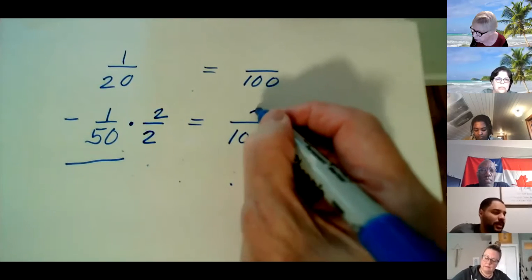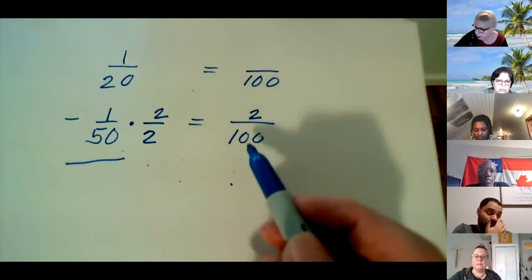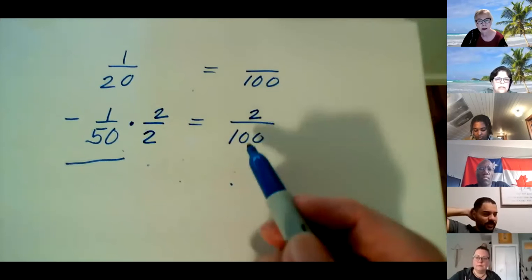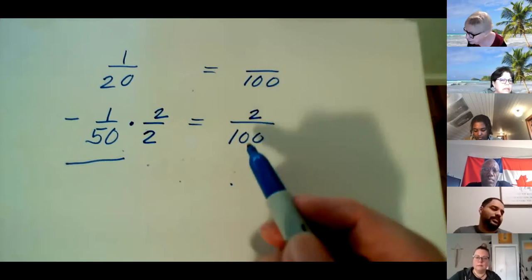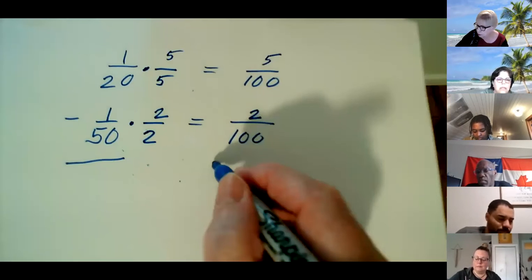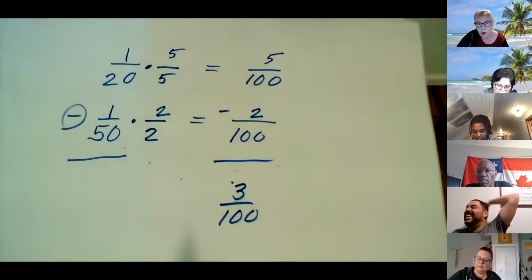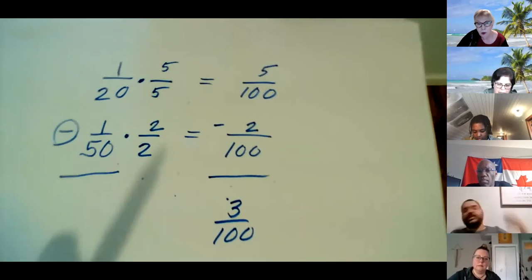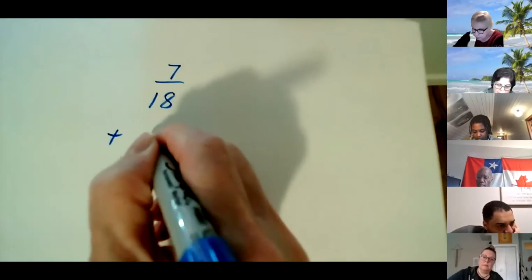So 1 times 2 is 2. So that's equivalent. And as far as 20 is concerned, we did this work earlier, 20 times 5. So 1 times 5 is 5. At this point in time, don't forget that this was a subtract problem. And so 5 take away 2 is 3 over 100. That is reduced. Okay, so the point was it's subtract or add. You had to have common denominators. And I'm going to do one that's a little bit harder.